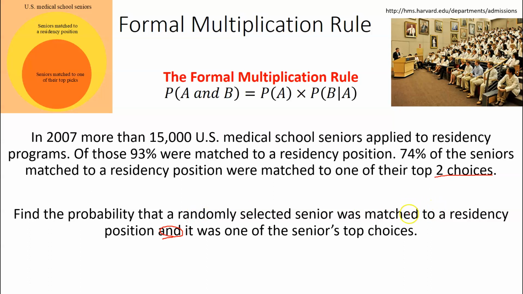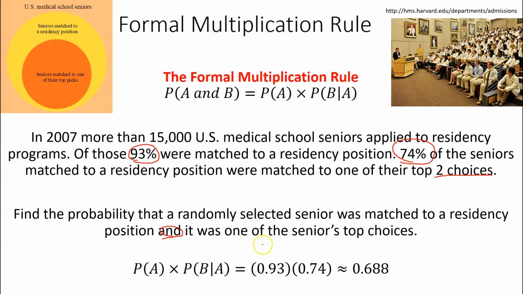Okay, so we've got to take the probability of them getting a residency. Well, of course, that was 93%. Then we've got to take into effect the conditional part, which actually was already just given to us as a number because it's implied that if you're part of the 74% that got one of your top two choices, that you're part of that. So it was already given part A has happened. So we just take the 93% times 74%, and there was a 68.8% chance that if a senior was matched to a residency position, that it was one of their top two choices. That's the formal multiplication rule.